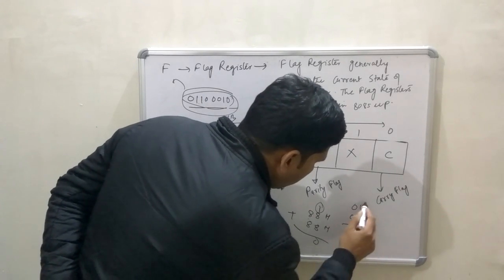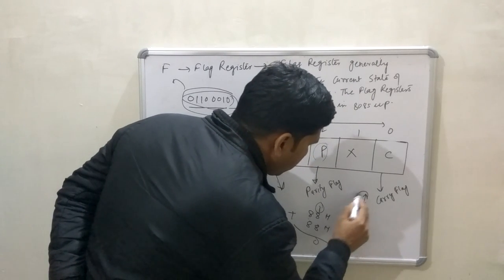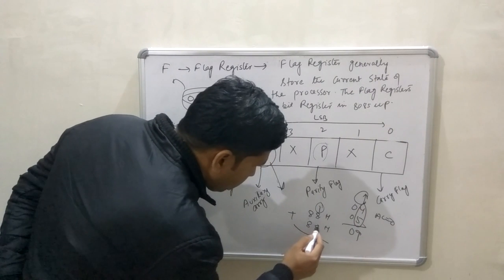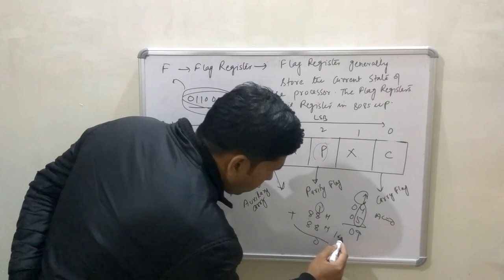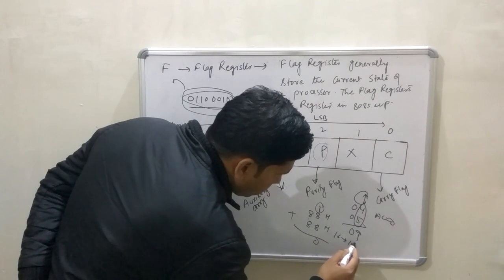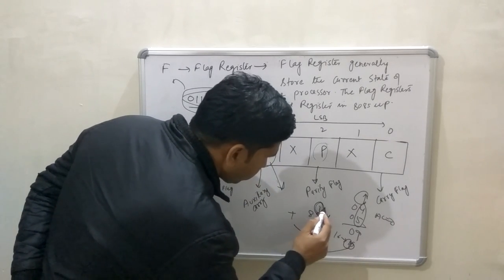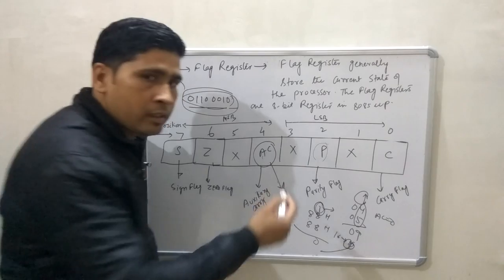In this case, no carry is generated in this position, so auxiliary carry will be reset. But in this case, 8 plus 8 is 16, which in decimal is represented as 1001 carry. In this case, auxiliary carry will be set.